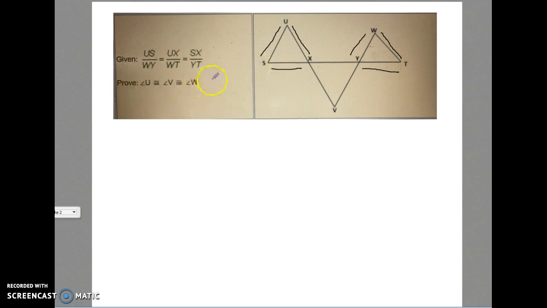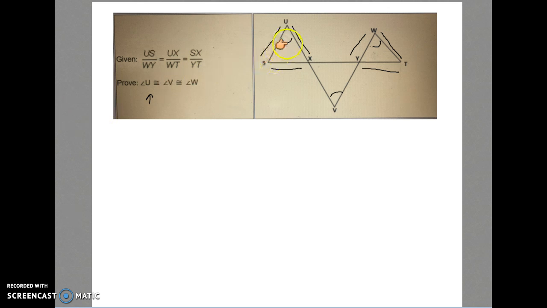And since the two triangles are similar, I know the corresponding angles are congruent. Let's take a look at what we're trying to prove here. We're trying to prove that U is congruent to V, which is congruent to W. We can probably pretty easily prove that these two are congruent, by corresponding angles of similar triangles are congruent, but somehow we've got to get that V in there. That's going to be the hard part here. So let's take a minute and think about how that's going to work.